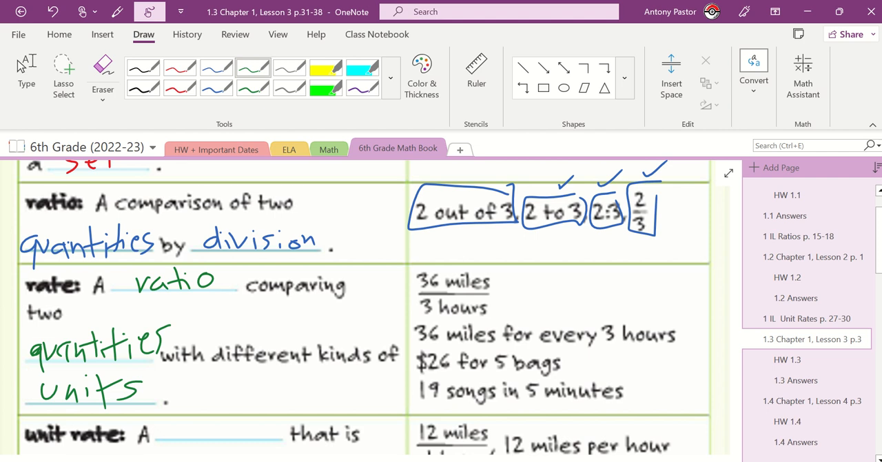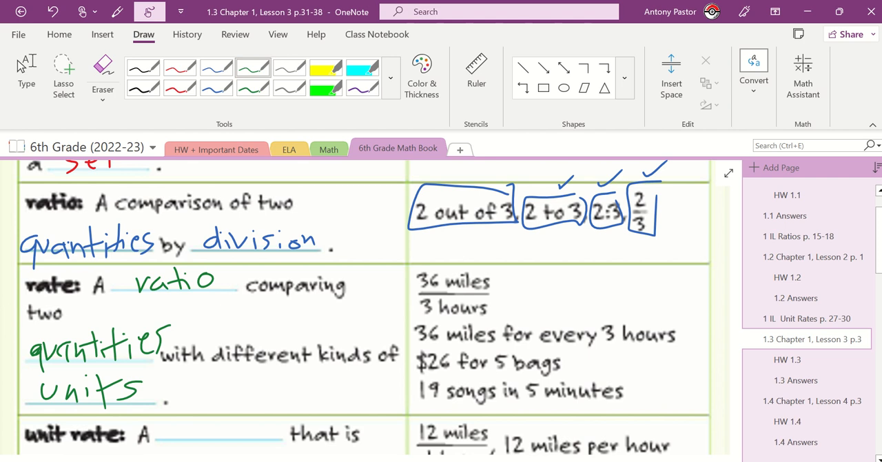So, for example, traveling 36 miles in 3 hours, or saying 36 miles for every 3 hours, $26 for 5 bags, or 19 songs in 5 minutes. That is a rate. You're comparing two different quantities with different kinds of units of measurement. So, if you're in a car and you're traveling, or going a certain speed, you would be traveling 36 miles per every 3 hours. Paying $26 for 5 bags, you would figure out how much one bag is worth, and so on.